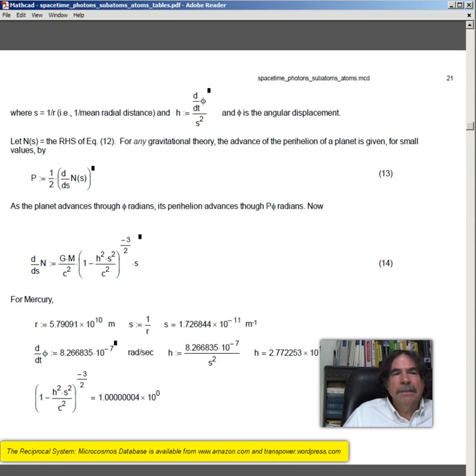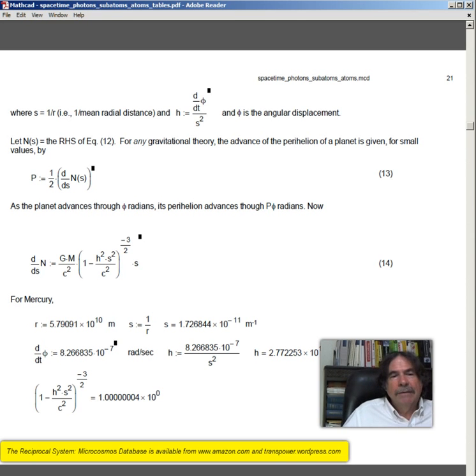But n sub s equals the right-hand side of equation 12. For any gravitational theory, the advance of the perihelion of the planet is given for small values by p equals 1/2 times the rate of change of n of s with respect to s. As the planet advances through phi radians, its perihelion advances through p times phi radians. Now, equation 14 gives the expression for the rate of change of n with respect to s.